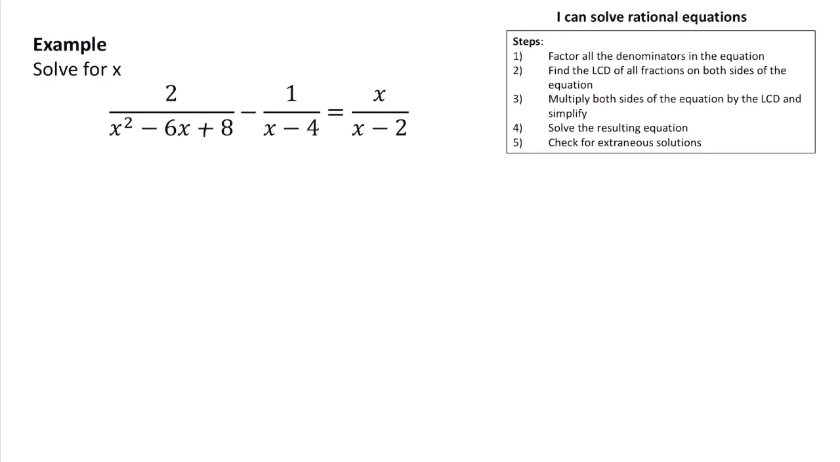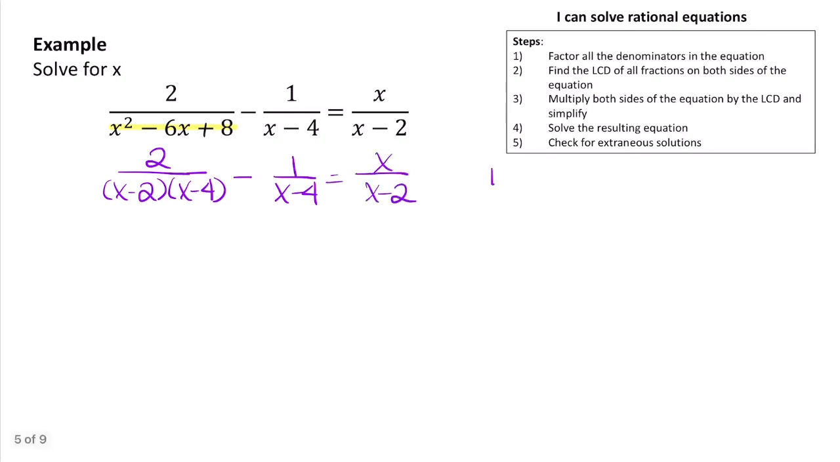So now let's try this example. I wanted to go over this one because here the denominators are not all already factored for you. So what we need to do actually is notice that this x squared minus 6x plus 8 can be factored, okay? So when we do that, we get 2 over x minus 2 times x minus 4. And we say that's just minus 1 over x minus 4 because that one doesn't factor. And that's equal to x over x minus 2.